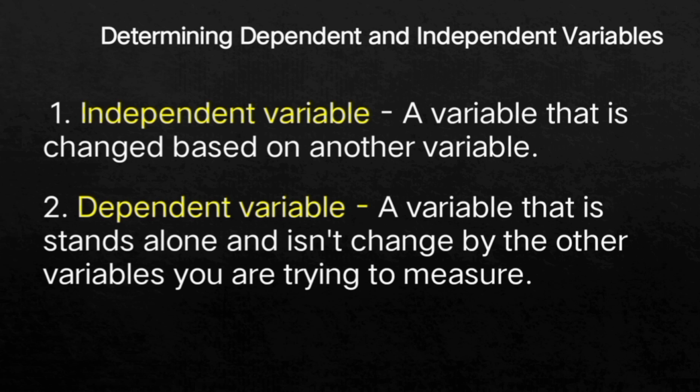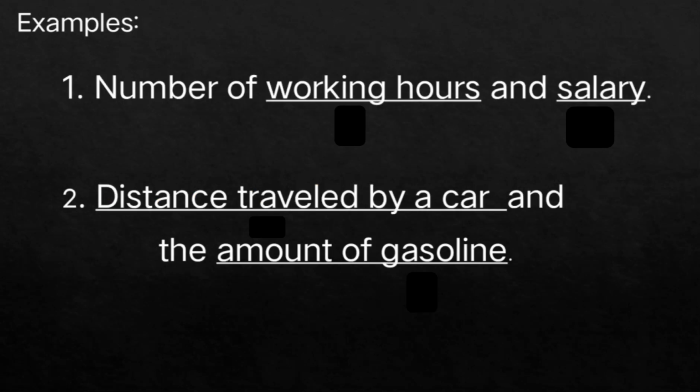Next, determining dependent and independent variables. When we say independent variable, it is a variable that stands alone and isn't changed by the other variables you are trying to measure. While a dependent variable is a variable that changes based on another variable. Let's have an example.